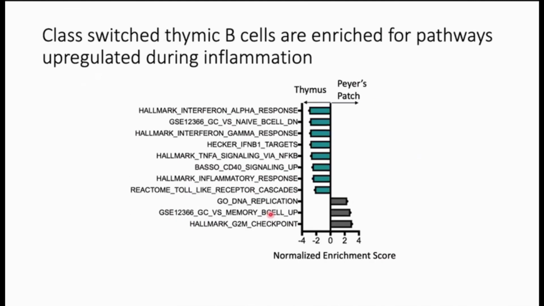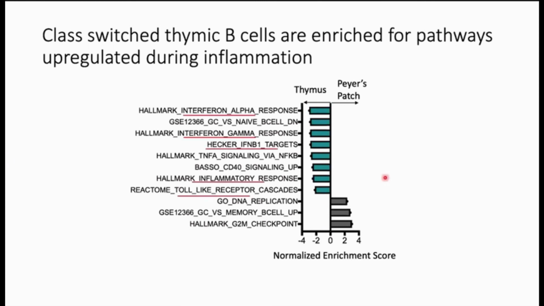And so when we looked at pathway analysis of this RNA-seq, we find that the class-switched Thymic B cells are enriched for pathways upregulated during inflammation. How you read this here is we've organized the pathways into normalized enrichment scores. So if this pathway is upregulated either in the thymus to the left or the Peyer's patch to the right, and I've also color-coded it. And these are all significantly upregulated with a p-value less than 0.05.